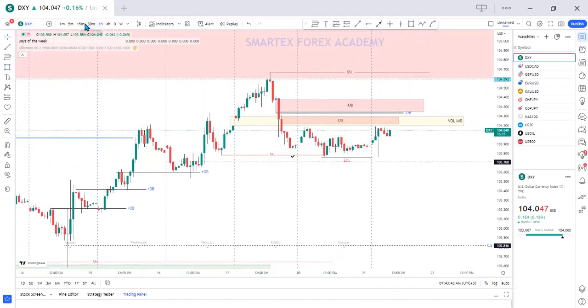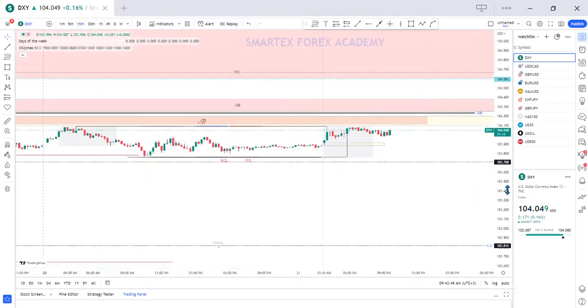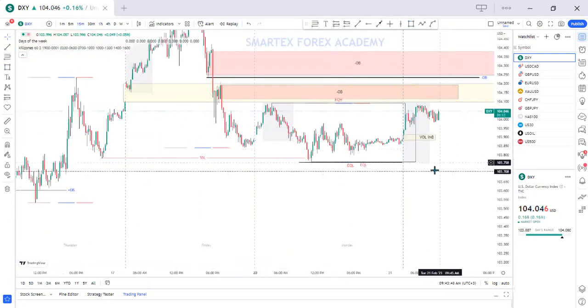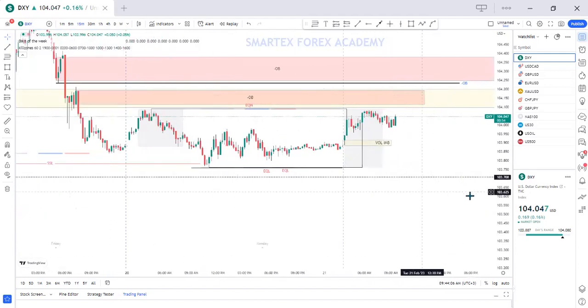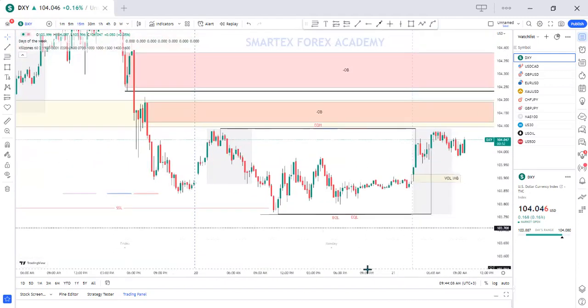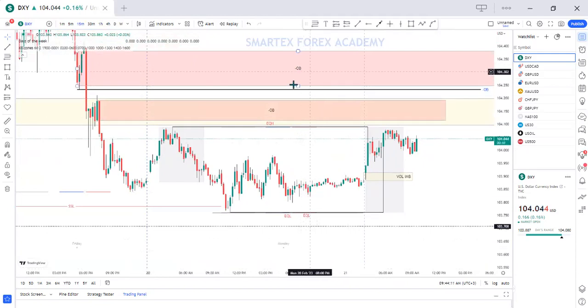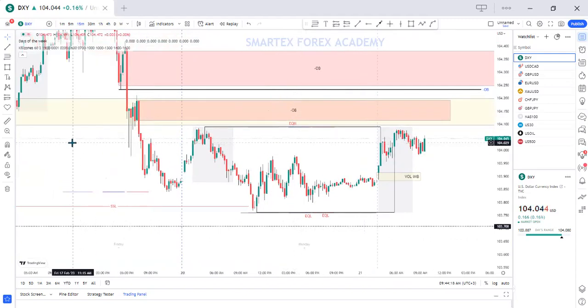Let's see what we have in 15 minutes. In the 15-minute time frame, you see our volume imbalance was here. Price dropped below it, retested it, and then dropped. So we expect a revisit to the imbalance before we drop. Looking further into it, we have this over here. We just keep an eye on this, but I'm expecting the price to react on this because of the volume imbalance.